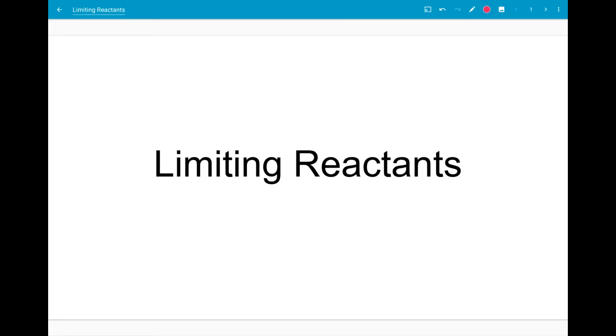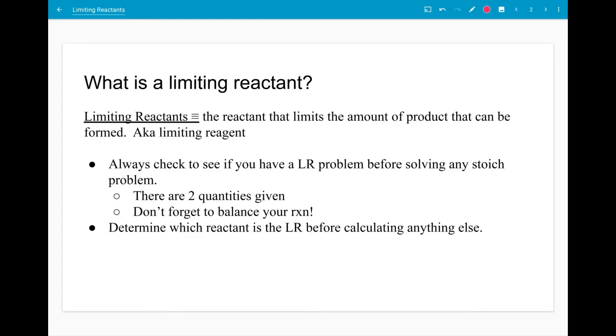Okay, so limiting reactants is a more specific part of the stoichiometry process, and I want to make sure you understand them. So what is a limiting reactant? Well, a limiting reactant is also known as a limiting reagent, and it's a reactant that limits the amount of product that can be formed.